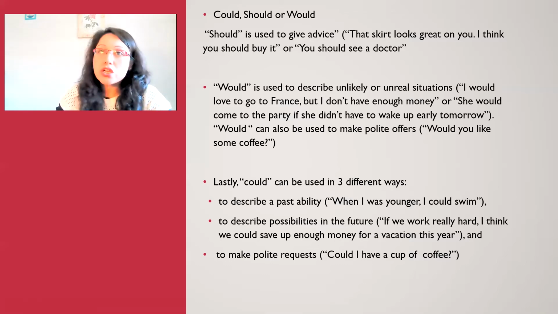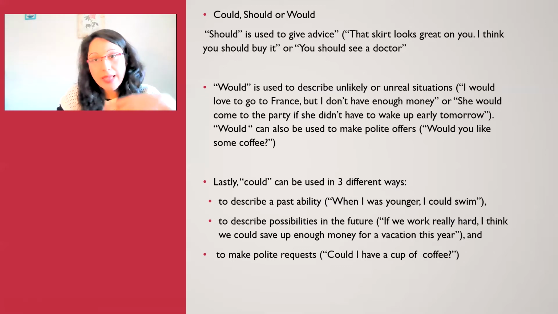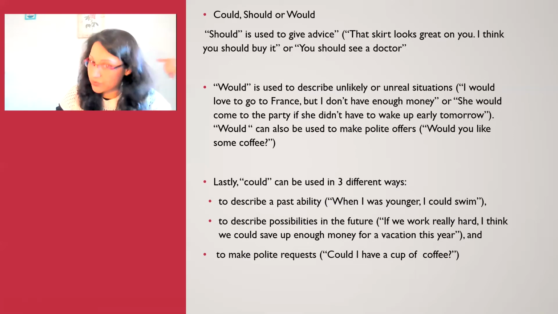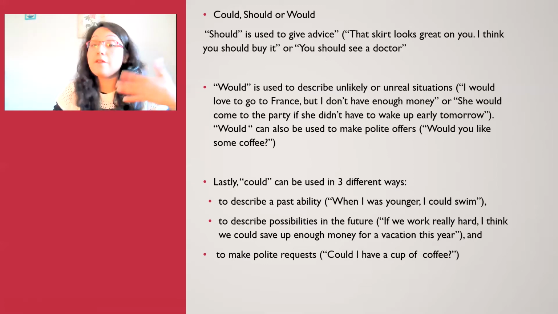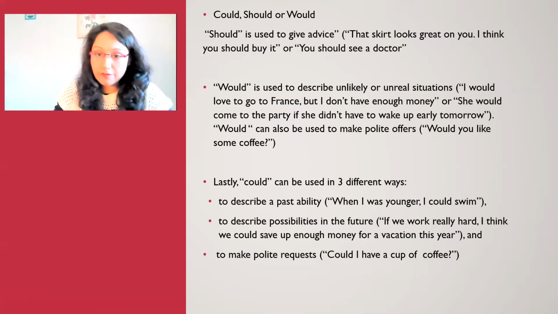So lastly, could can be used in three different ways. First, to describe a past ability. So when I was younger, I could swim. That is your past ability, something that you cannot do now, but you were able to do before. Second, to describe possibilities in the future. If we work really hard, I think we could save up enough money for vacations this year. Okay, so you can use your could to describe possibility in the future.